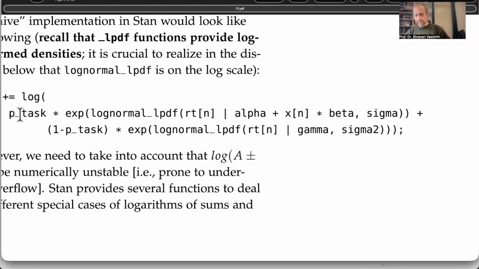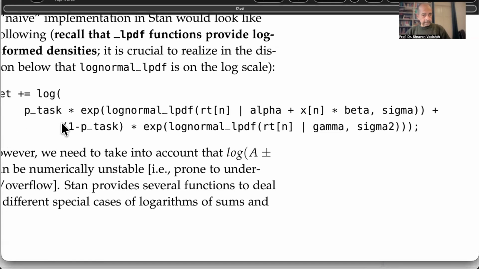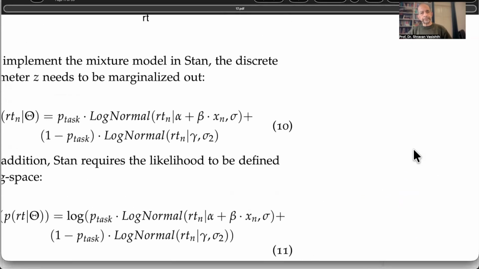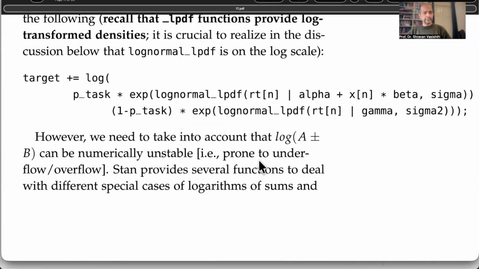How do you say this? Summand? I don't know. And then the next part is 1 minus the probability of the task engagement, multiplied with, again, the other distribution, the fastest distribution. So we just rewrote this thing, this equation 11 here.